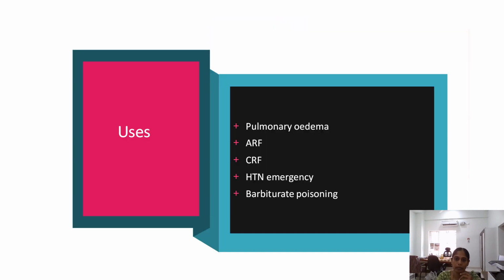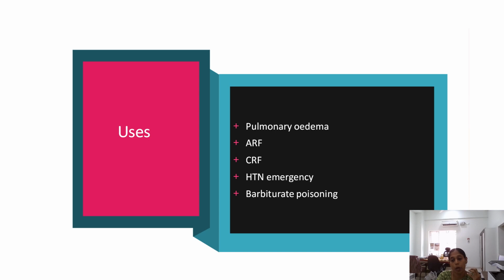So what are the main uses of these loop diuretics? They are useful in the treatment of acute pulmonary edema, acute renal failure, chronic renal failure, and in case of hypertensive emergency, where the diastolic and systolic BP will be very high. Hypertensive emergency we'll be seeing in the next class on antihypertensives. And also in the treatment of barbiturate poisoning.